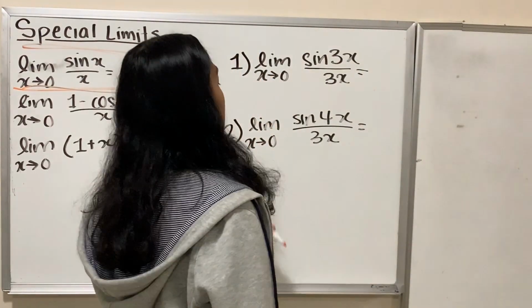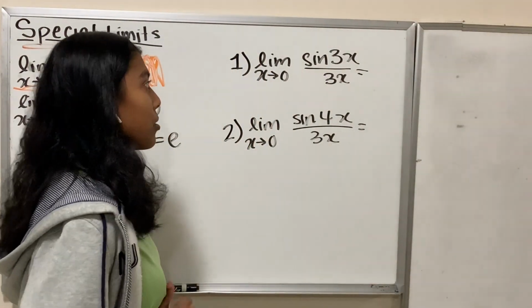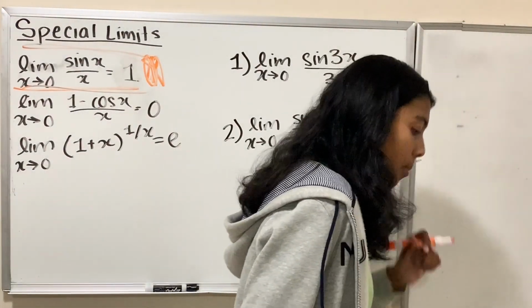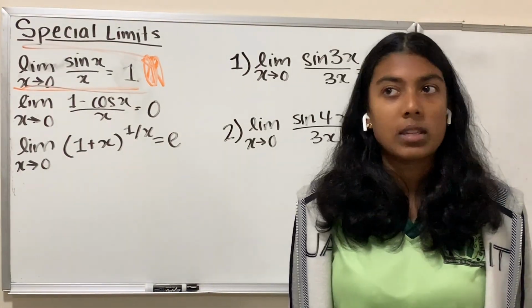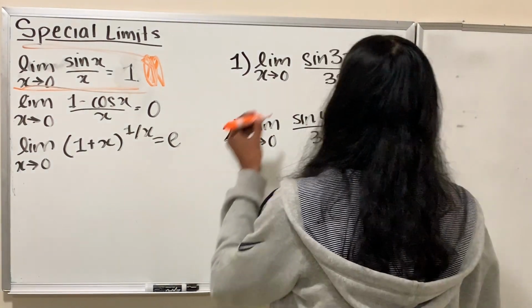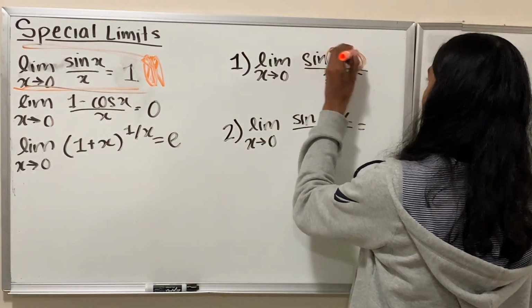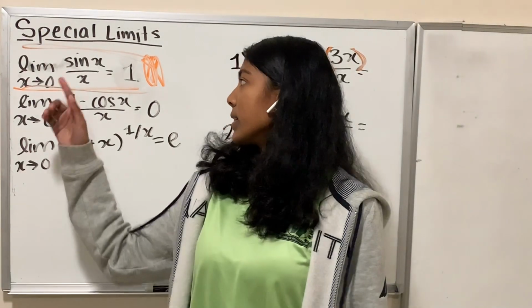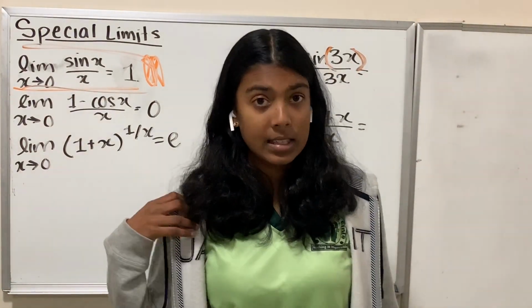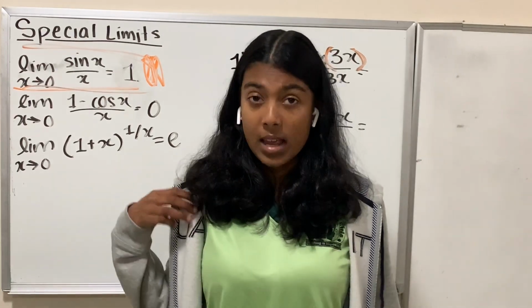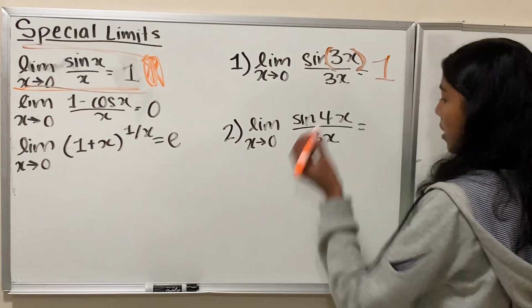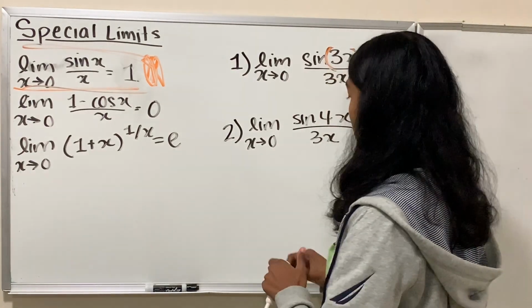So the first one is the limit as x approaches 0 of sine of 3x over 3x. Basically, this isn't saying sine of 3 times x. This is saying the sine of 3x, like that. So, how do we solve this? Well, going back to here, since technically x in this case is 3x and they're both the same, our answer is just 1. And this marker is bad, but whatever.